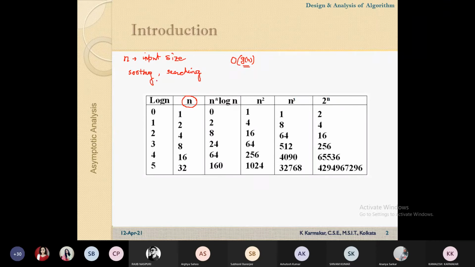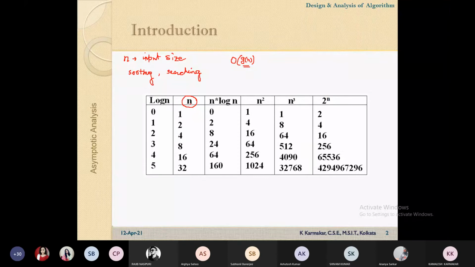In case of searching or sorting, we consider n as the input size. If the number of elements in the array, linked list, or other data structure is n, then the size of input is n. How much time will it take to execute? We want to get an idea of its time consumption. When the value of n increases, how will the performance of the algorithm be affected? Basically, we want to understand this.